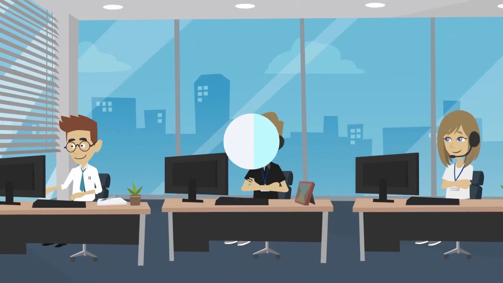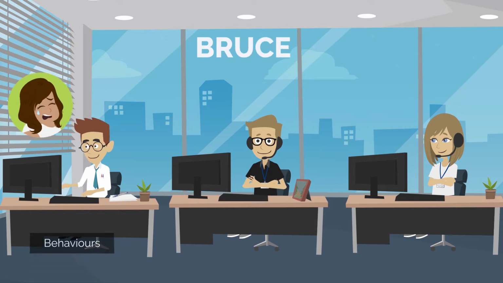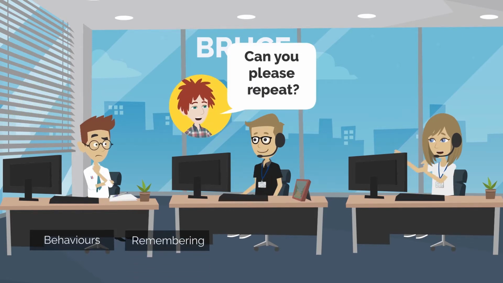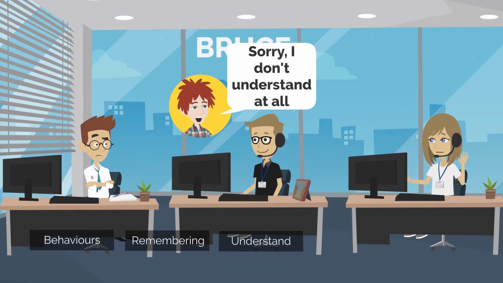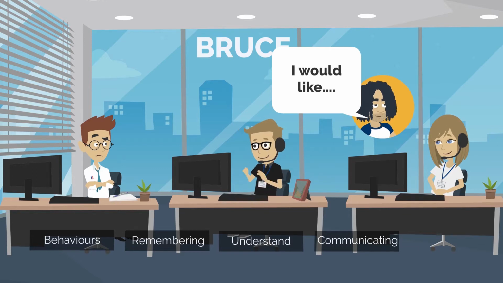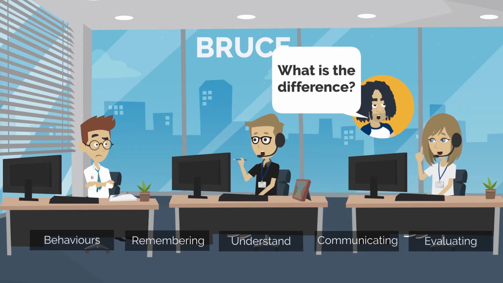Another useful acronym is BRUCE. B. Behaviors. Identifying any behaviors which may suggest your customer is vulnerable. R. Remembering. Is your customer struggling to remember what you've said or decisions they have made? U. Understanding. Is your customer able to demonstrate an understanding of the content of the call? C. Communicating. Is your customer able to articulate their requests, concerns, and thoughts? Are they able to communicate any decisions which are required? E. Evaluating. Is the customer able to consider different options and make the decision that is best for their situation?